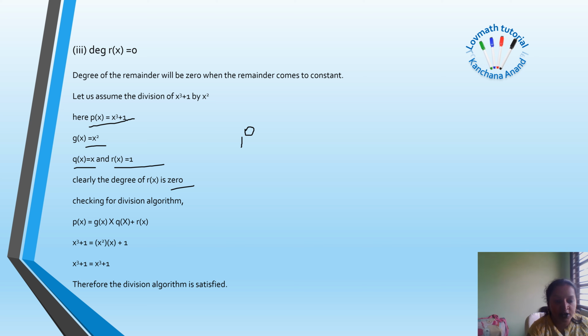Checking the division algorithm, p of x is equal to g of x into q of x plus r of x. X cube plus 1 is equal to x square into x plus 1, which implies that x cube plus 1 is equal to x cube plus 1. Therefore, the division algorithm is satisfied.